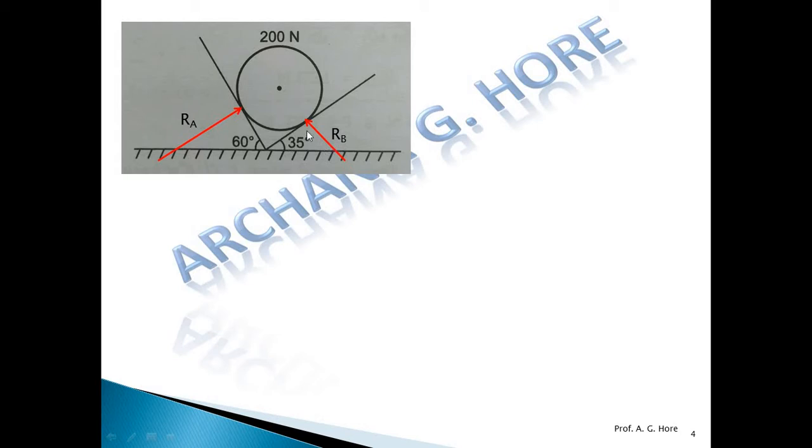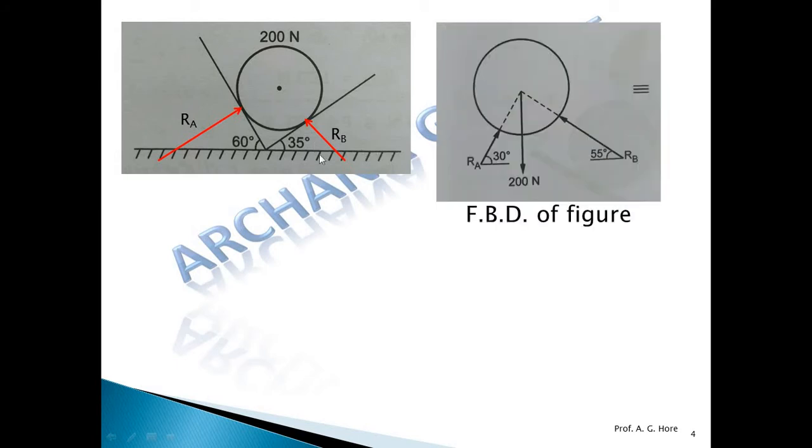This angle is 90 degree. So remaining, we can add these two and subtract the addition of these two from 180. So we get that angle, 55 with horizontal. Now the reaction RA is at 30 degree, and RB is at 55 degree. This is the FBD of this sphere. Now show all these reactions away from this joint.